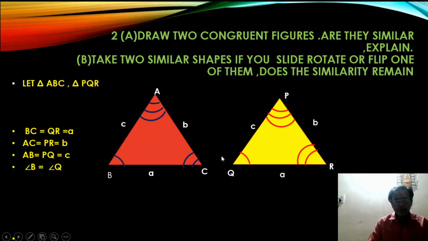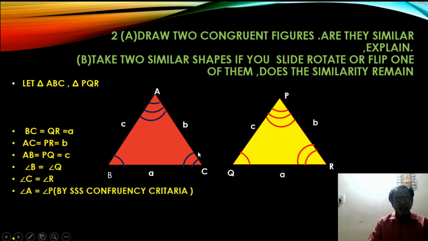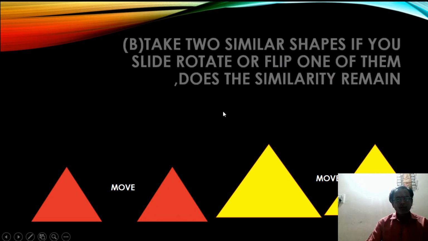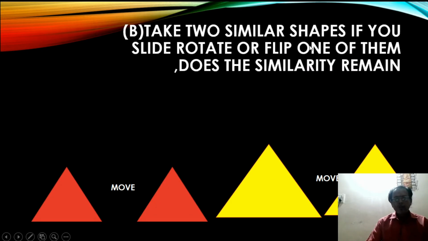And angles also. Angle B is equal to angle Q, angle C is equal to angle R, and angle A is equal to angle P. So these 2 triangles will be congruent by which property? By side congruency criteria. Already we learned these criteria in 7th class. So we can say that triangle ABC is congruent to triangle PQR. So that's why they must be similar. Okay. Now, second question. Take 2 similar shapes. If you slide, rotate or flip one of them, does the similarity remain?